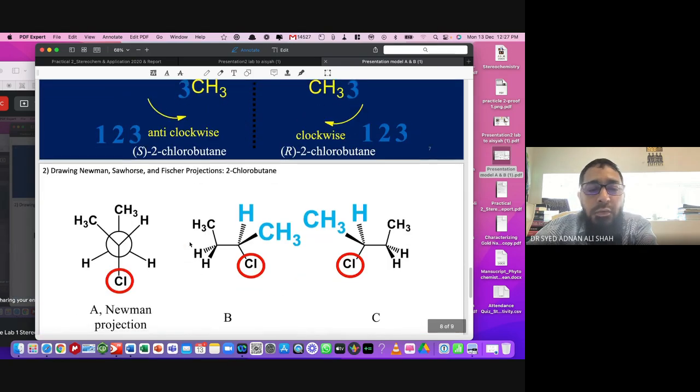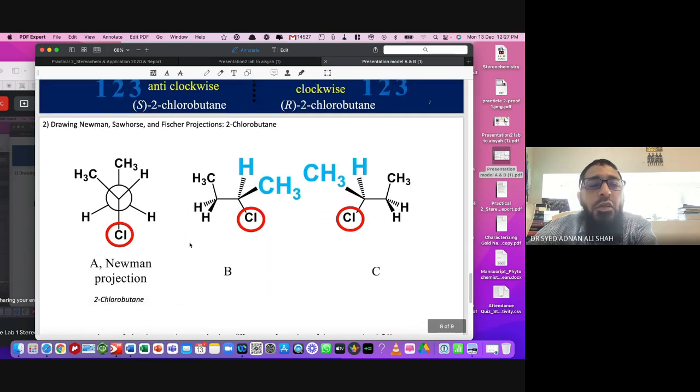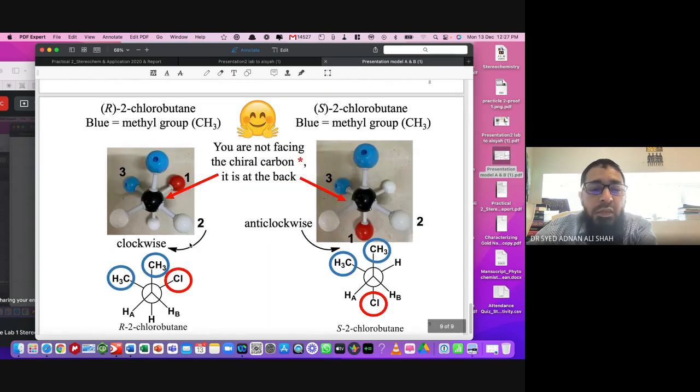So this is the other example, how you convert the Newman projection into Sawhorse and 3D. We have seen the example of this molecule.